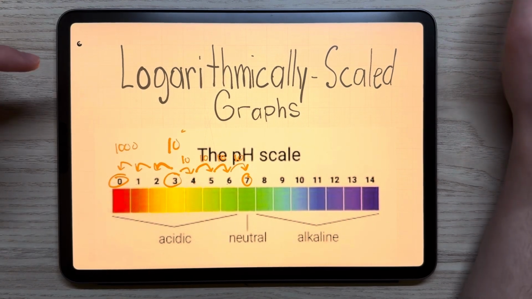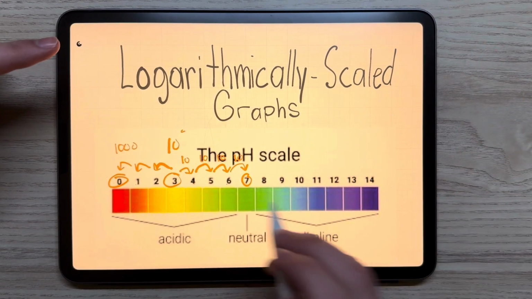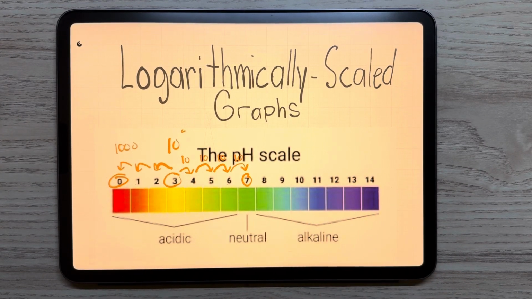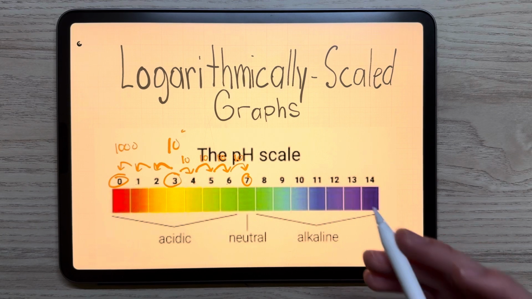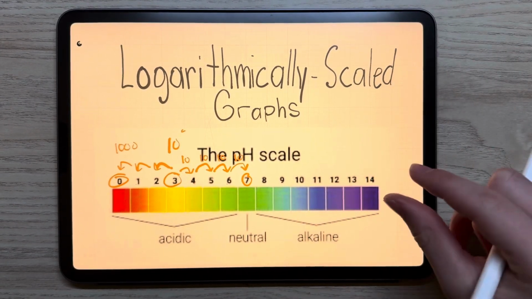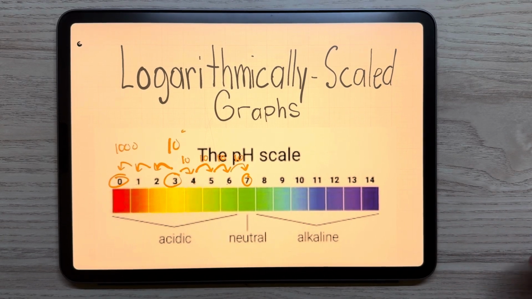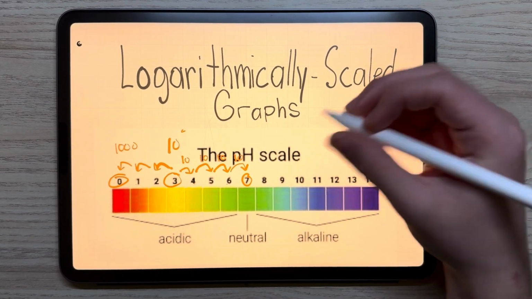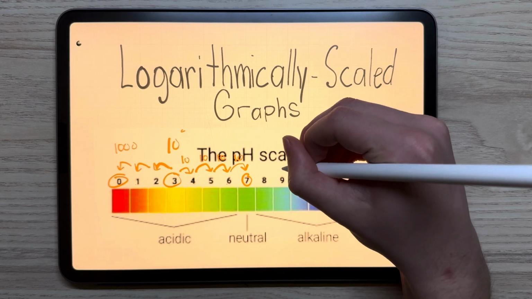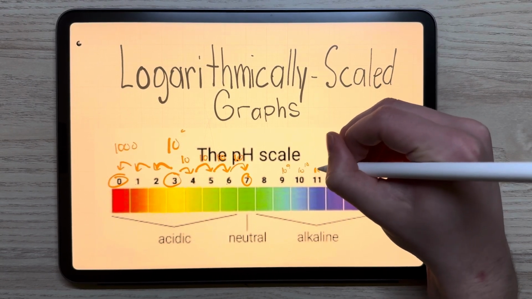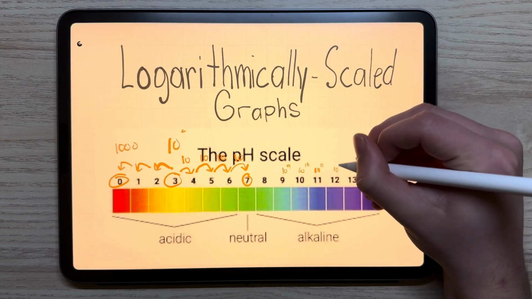So instead, logarithmically scaled graphs don't measure the actual amount of acidity in it. It measures the magnitude of acidity. So kind of like the power or the exponent. What these actually represent is 10 to the 9th, 10 to the 10th, 10 to the 11th, 10 to the 12th, and so on.